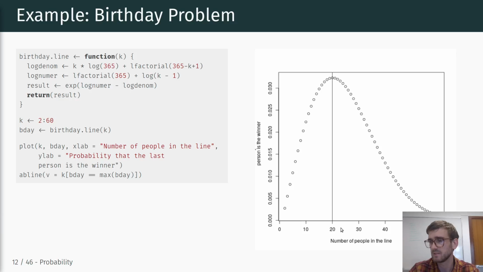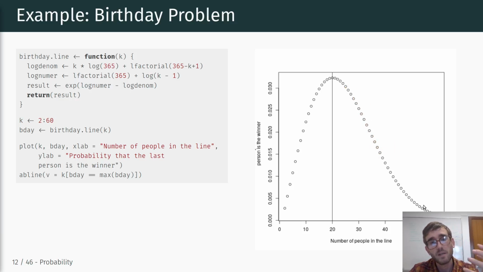We see that the probability, of course, starts somewhere here. The first person, of course, has a probability of 1 over 365. And as you go further down the line, the probability of being the first person who shares a birthday with one of the people ahead in line increases the more people you have, reaches the maximum at around 20 people, and then of course later on decreases.